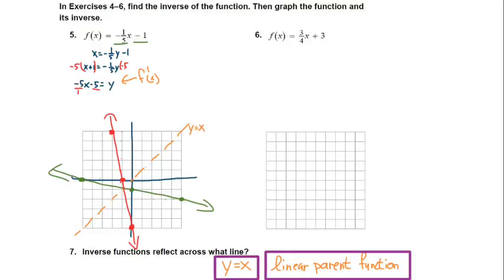All right, number 6, same idea. So we'll switch the variables. So x equals 3/4 y plus 3. Subtract your 3, x minus 3 equals 3/4 y. And then when you're dealing with a fraction, remember you just flip it. So that's multiplying by 4/3. That's 4/3 x. 3 times 4/3 is simply 4, minus 4 equals y.